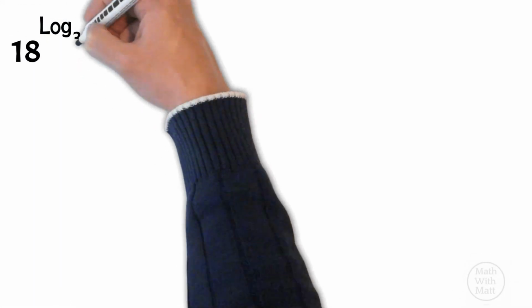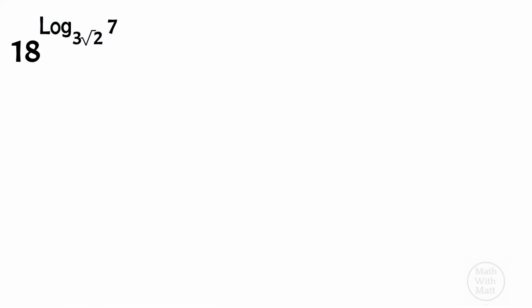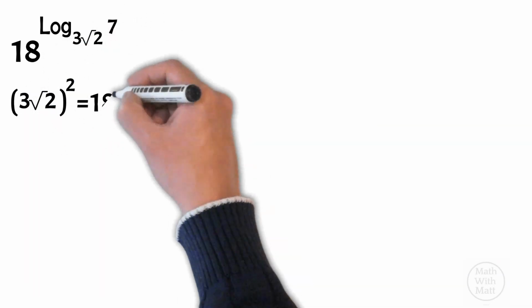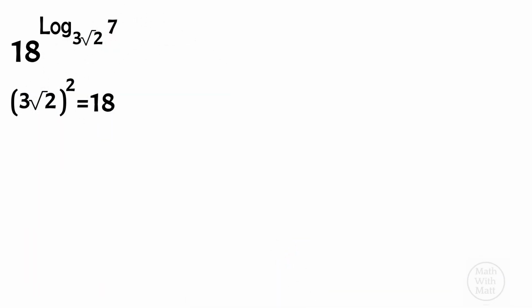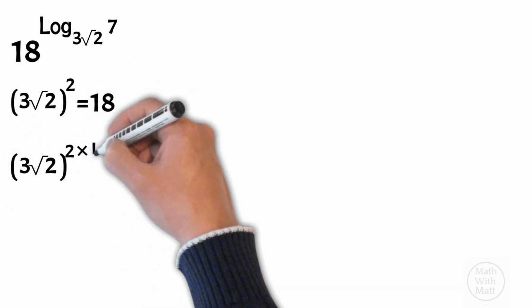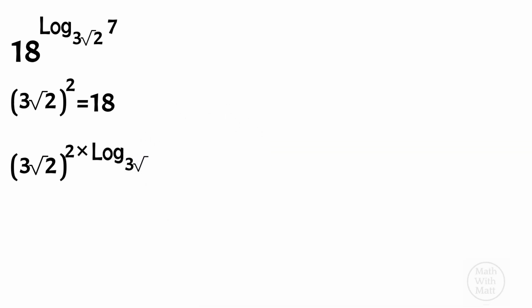The next problem needs us to evaluate 18 to power of log to base 3 times root 2 of 7. Look carefully, it's 3 times root 2 and not cube root of 2, don't make reading mistakes like these, ever. Here 3 times root 2 when squared will result in 18. And after observing that, we will use it in the problem to get 3 times root 2 to power 2 times log to base 3 of root 2 of 7.